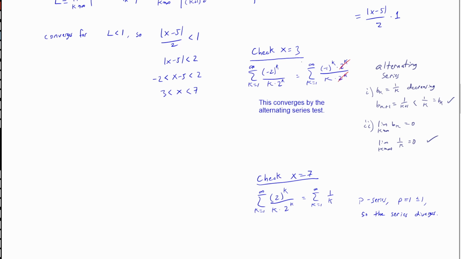Since the series converges at x equals 3 and diverges when x is 7, the interval of convergence is 3 to 7, including the 3, but not the 7.